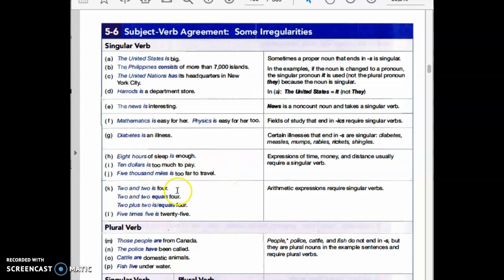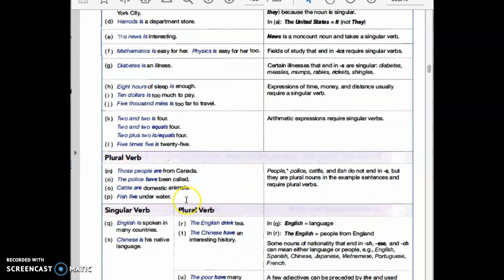2 and 2 is 4. It's an equation here. 2 and 2 equals 4. 2 plus 2 is, or equals, 4. So we can say 2 and 2, 2 plus 2 equals 4. Personally, I say 2 plus 2 equals 4. 5 times 5 is 25. So arithmetic expressions require singular verbs all the time.